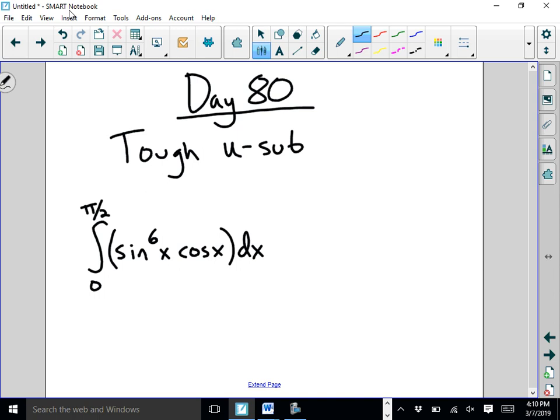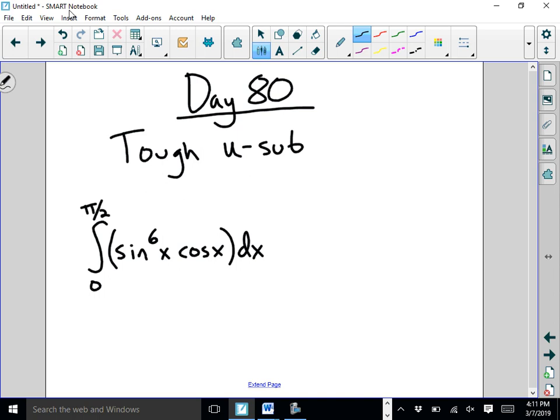But do I see anything whose derivative shows up elsewhere? Well, the nice thing is sine's derivative is cos. So some people might say, let's make u sine to the 6th x. We don't want to do that because the derivative of sine to the 6th x is a chain rule and it gets really ugly, and it would be 6 sine to the 5th x times cosine x. We don't want that. But we can just let u be sine x.